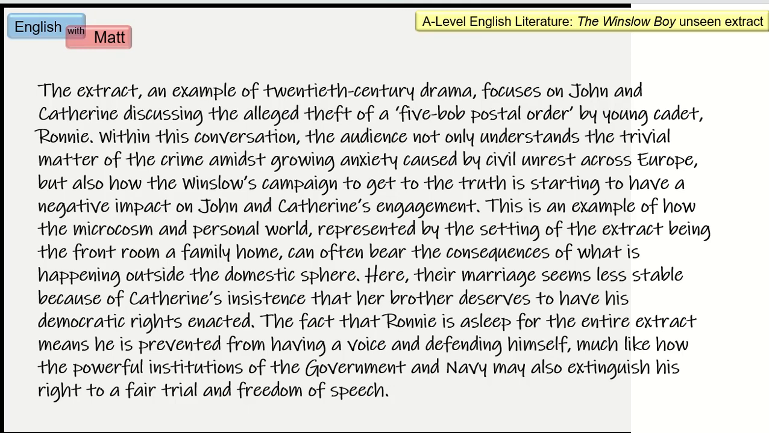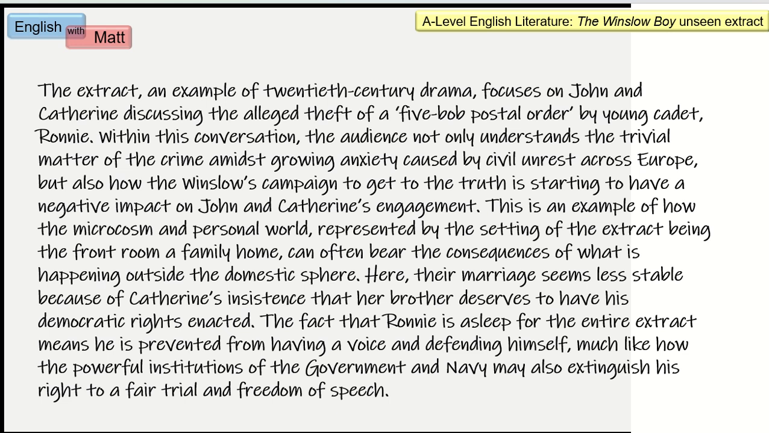So the extract, an example of 20th century drama, focuses on John and Catherine discussing the alleged theft of a 5-bob postal order by a young cadet, Ronnie. Within this conversation, the audience not only understands the trivial matter of the crime amidst growing anxiety caused by civil unrest across Europe, but also how the Winslows' campaign to get to the truth is starting to have a negative impact on John and Catherine's engagement.